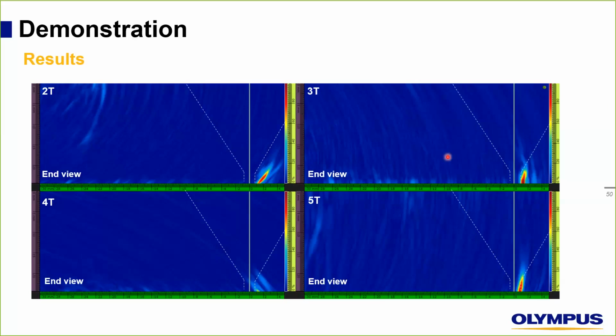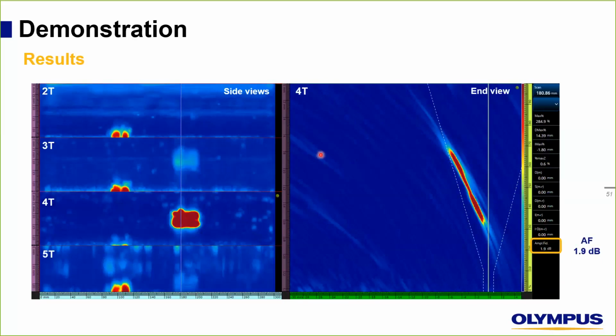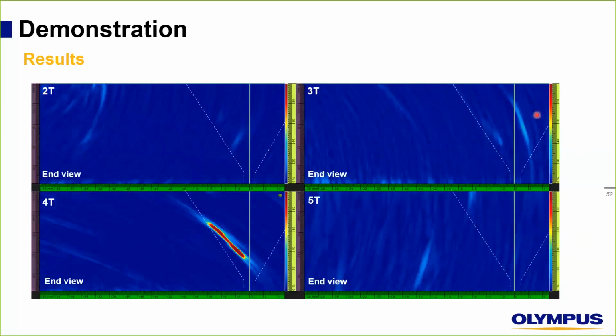Let's have a look at the second defect, or second flaw, which was a lack of fusion. We clearly see that only one group detected this type of flaw well. It's the 4T, and it's normal since it's like standard phased array. This is the best way to detect such a flaw orientation. For 2T and 5T, we see nothing, a little noise, but nothing really important. In 3T, we still see some indication, but actually there is an offset between the real position of the lack of fusion and the position shown on the 3T.